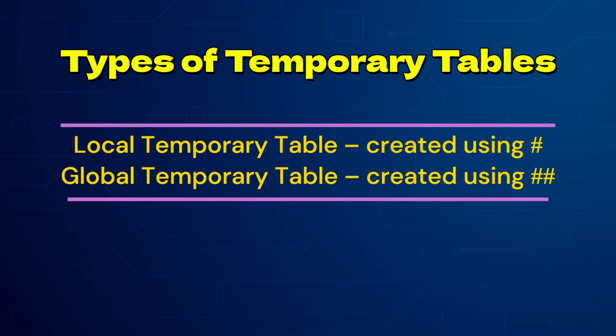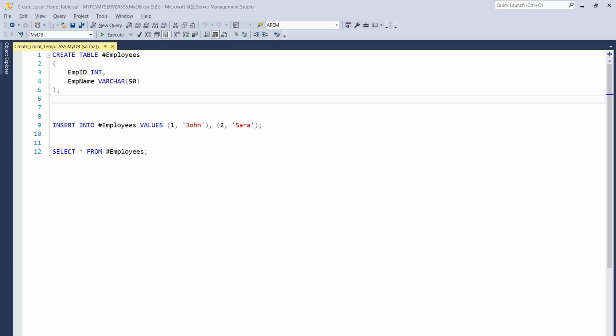SQL Server supports two types of temporary tables: local temporary table, created using single hash (#); and global temporary table, created using double hash (##). Let's understand them one by one.